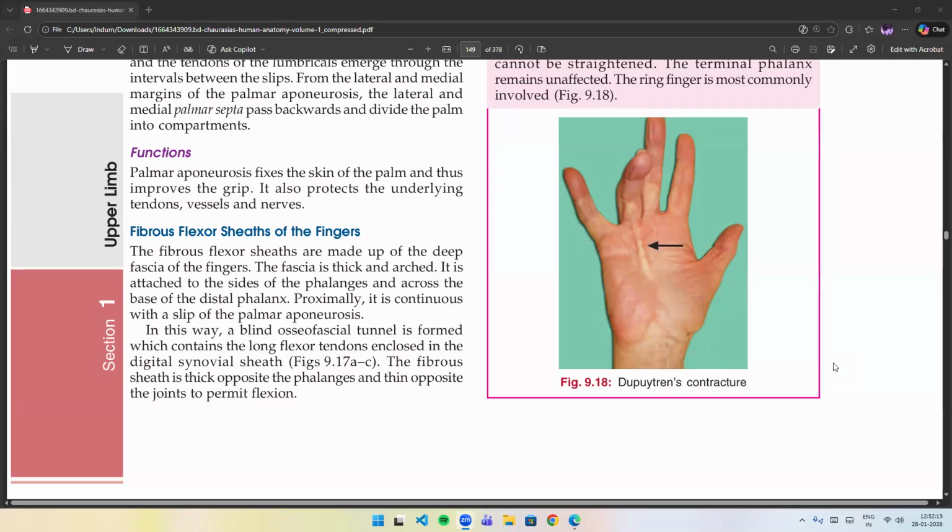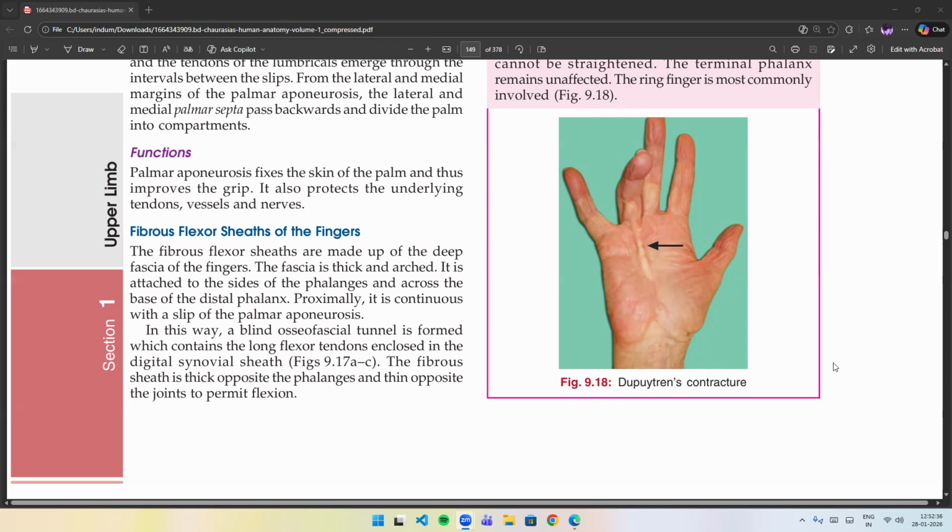Let's get started. Fibrous flexor sheaths of the fingers. The fibrous flexor sheaths are made up of the deep fascia of the fingers. The fascia is thick and arched. It is attached to the sides of the phalanges and across the base of the distal phalanx. Proximally, it is continuous with the slip of the palmar aponeurosis.